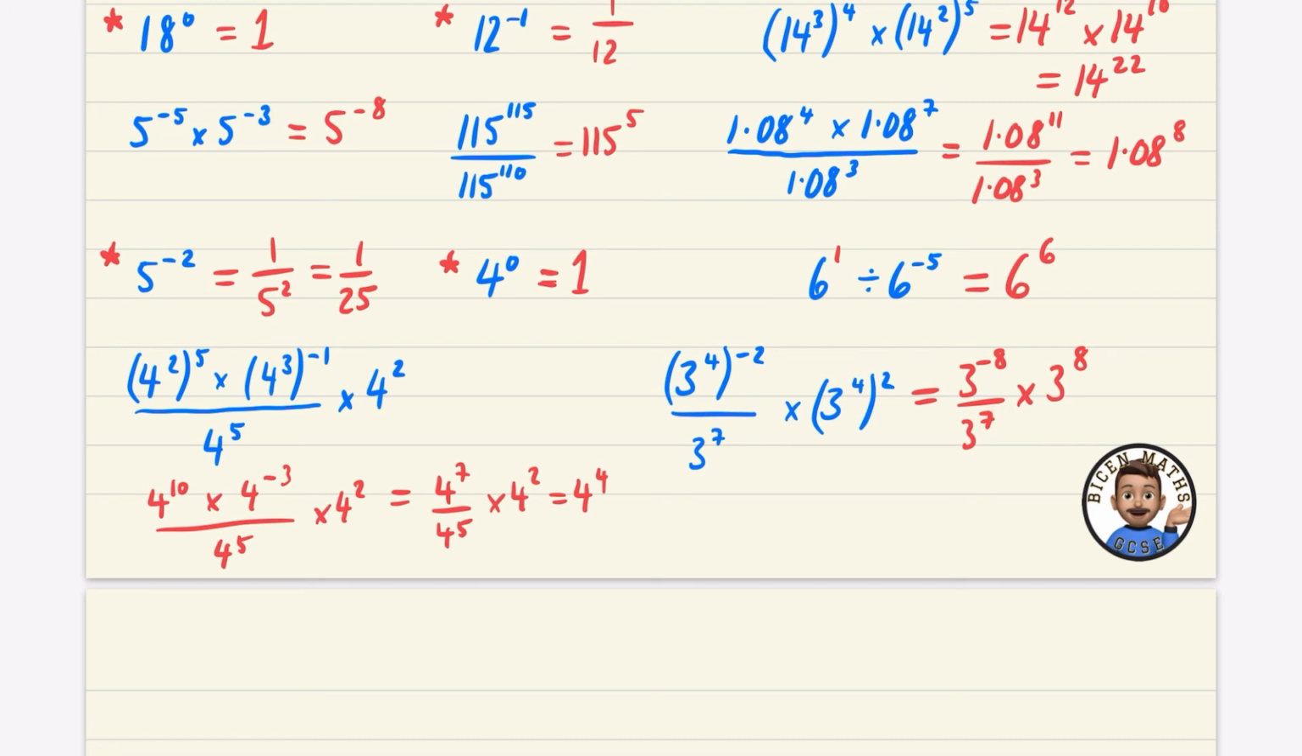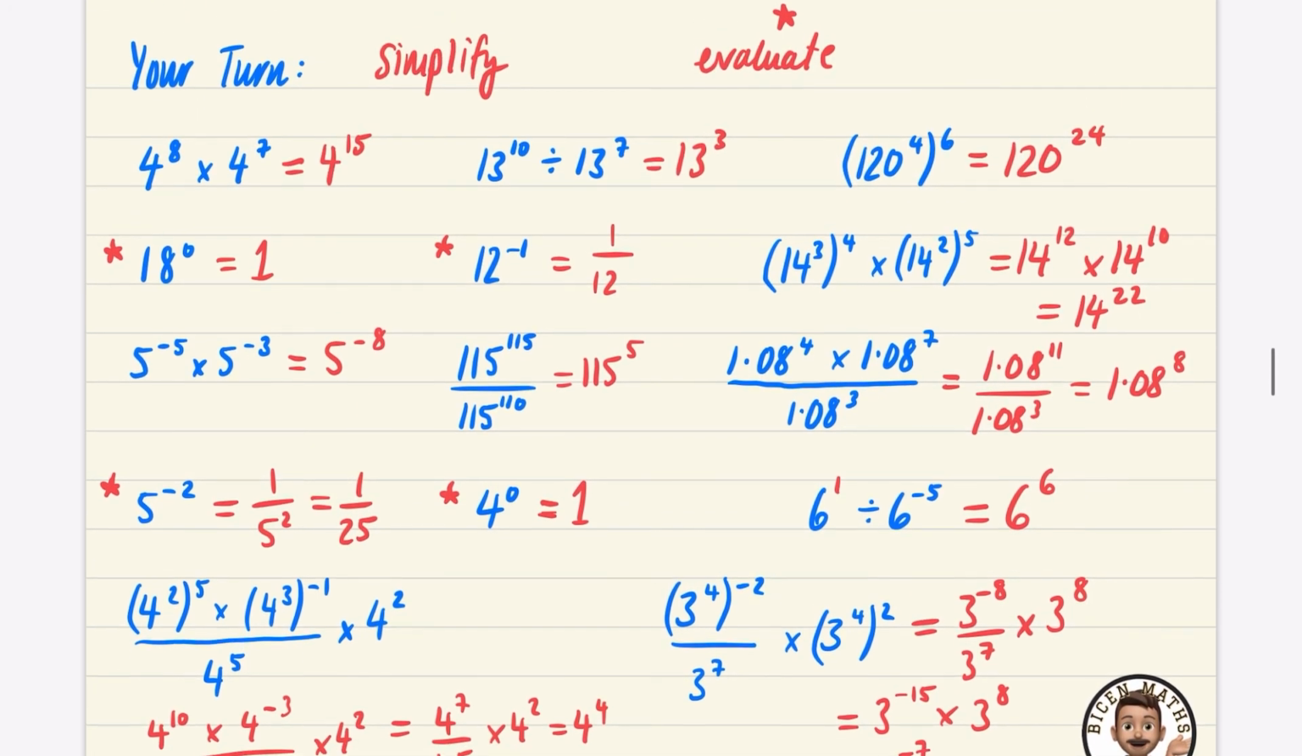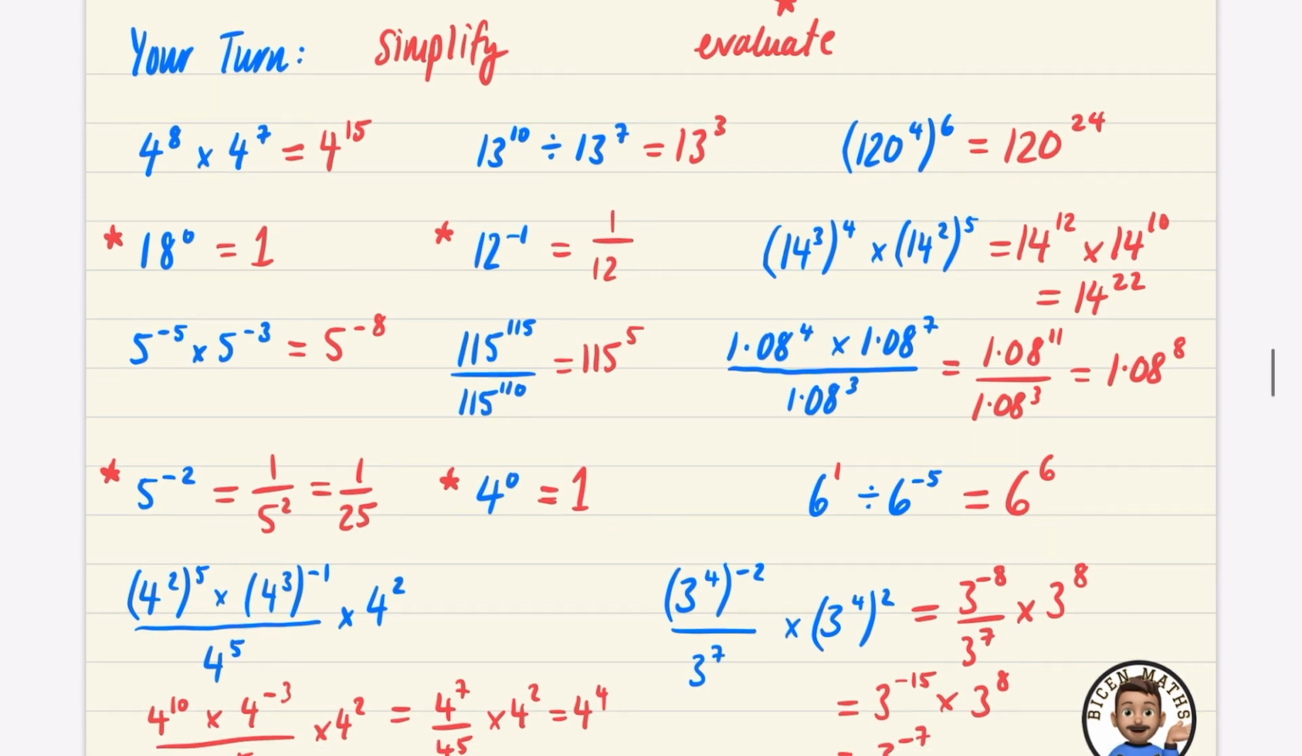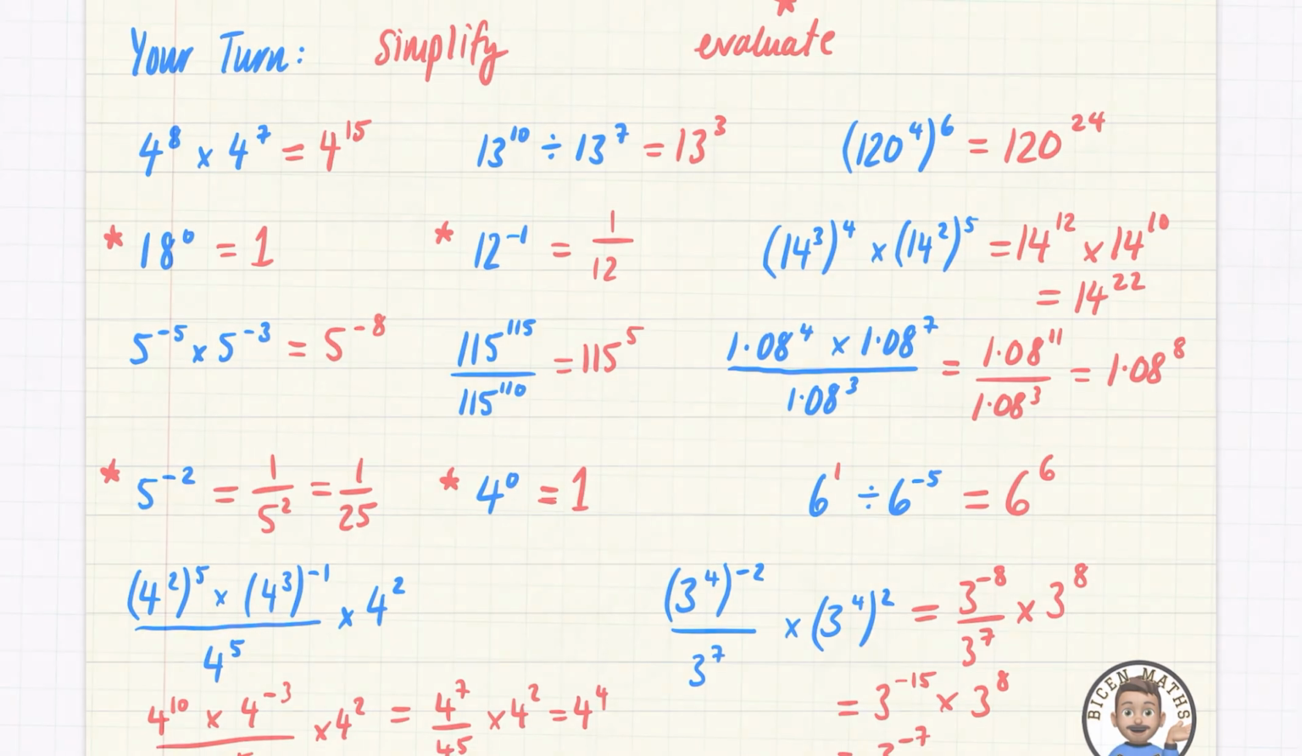I'll probably do it in the order that looks the most logical, so I'm going to do minus 8, take away 7, that's 3 to the power of minus 15, and then I'm going to multiply to the power of 8, which means I'm going to do minus 15 plus 8, which is going to be 3 to the power of minus 7. That's your final answer for that one simplified. Okay, so that is the first 5 index laws and all of them being used with numbers.